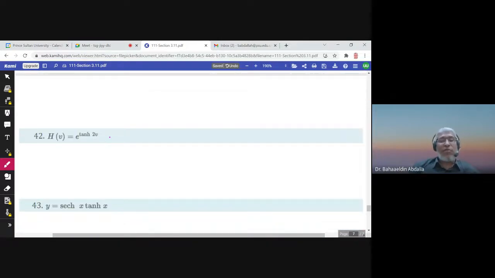Here I have also composition. So using the chain rule, the derivative of e^u is e^u, that's the outer function, hyperbolic tan of 2v. Now times the derivative of hyperbolic tan, which is hyperbolic secant square of 2v, times the derivative of 2v, which is 2. I can write it here.